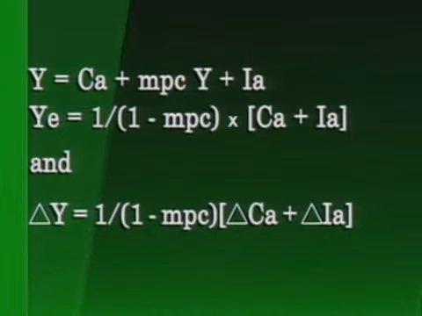Why do changes in autonomous expenditures generate greater changes in national income or output? Let's look again at a very simple version of the model that includes only households and firms. In this set of equations, we derive the equilibrium level of output, YE. It's equal to a simple multiplier, 1 over 1 minus the marginal propensity to consume, times both autonomous consumption and investment expenditures. Suppose there's an increase in autonomous investment, so delta IA is greater than 0. This would result in an increase in output or income by an amount 1 over 1 minus the MPC.